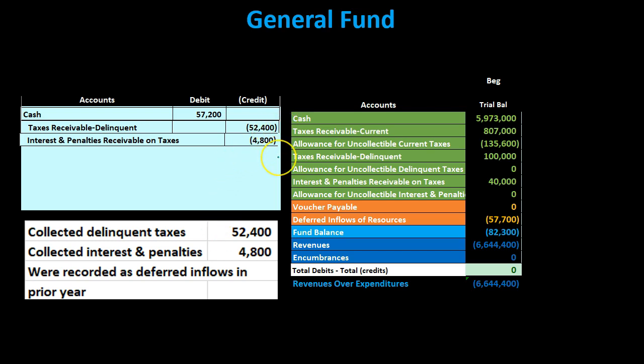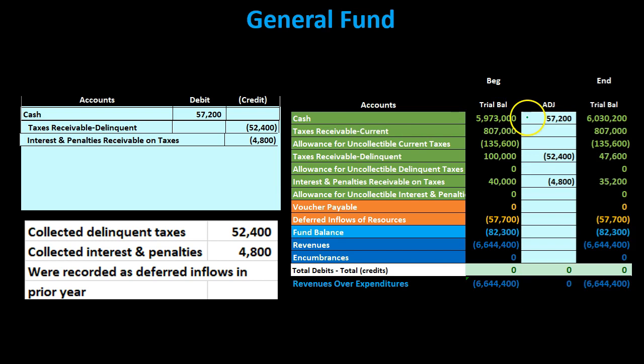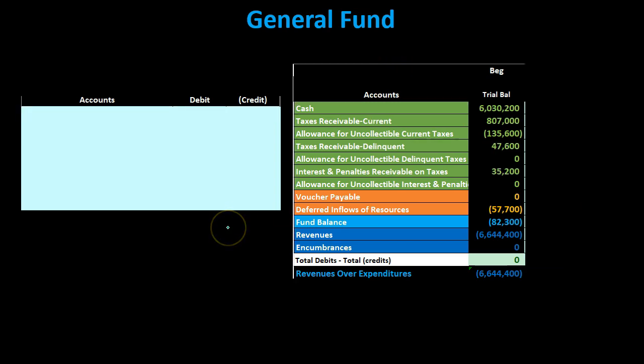The current receivable here, we're collecting on the delinquent receivables and the interest and penalties. Recording this then, cash going up, so we're going to debit the cash. We're going to decrease the receivables, the delinquent receivables, and the interest and penalties respectively. Nothing unusual here. This is in essence an accrual transaction, although we are on the general fund, which is using a modified accrual method. This is going to be the unusual piece, however.